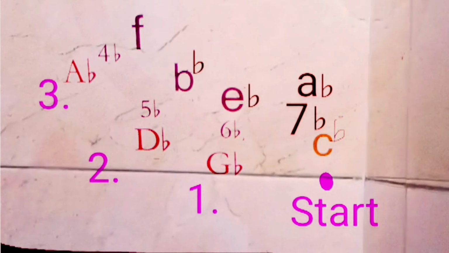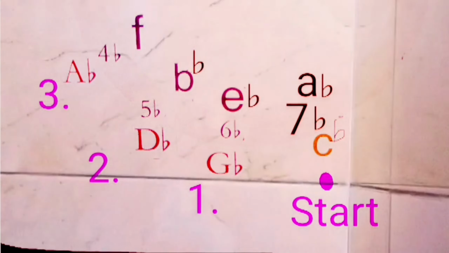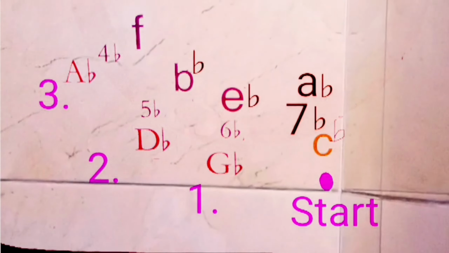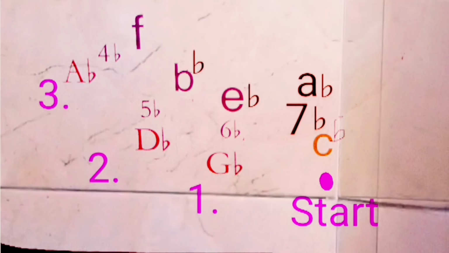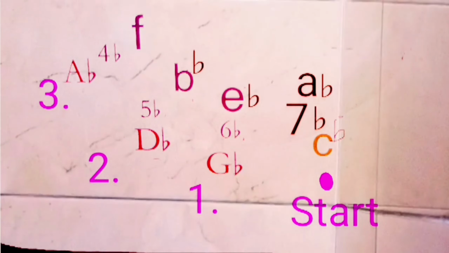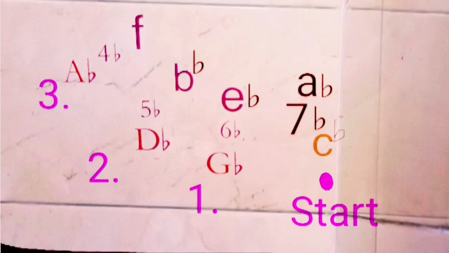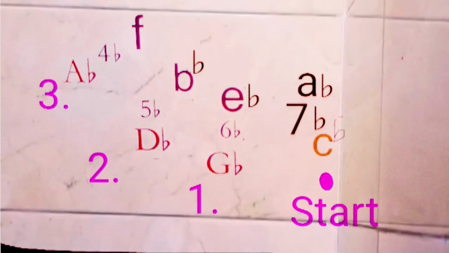The first example is C flat major. It has 7 flats. You start 1, 2, 3. You end up on A flat. That is the relative minor of C flat major.